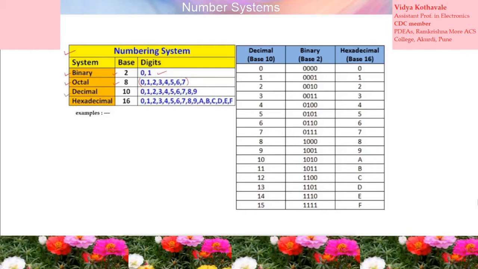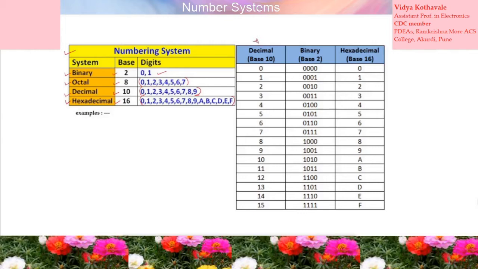Decimal number system, the base or radix is 10 and the digits to represent any number in the decimal number system include from 0 to 9. Next is hexadecimal number system. The base or radix of this number system is 16 and the digits or the alphabets from 0 to F are used to represent any number in hexadecimal number system.